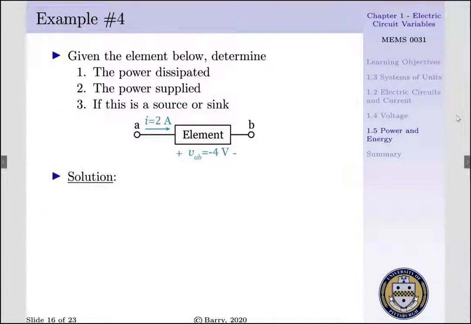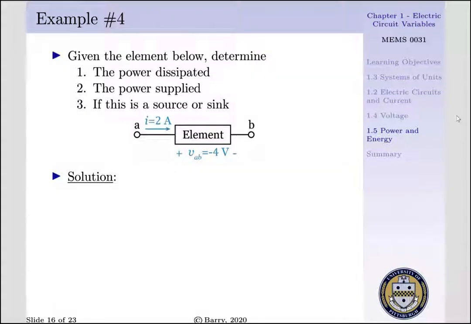Now, let's consider quantifying power dissipated and supplied by an element. Consider the following element, where we have 2 amps entering terminal A, and we have a voltage potential VAB of minus 4 volts. We want to determine our power dissipated.